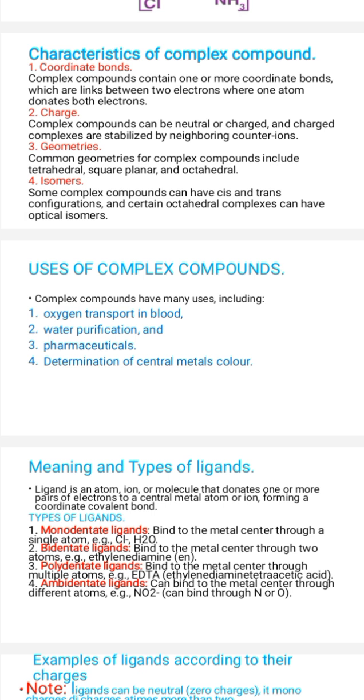Other characteristics: we have geometries. Complex compounds are geometrical in nature. We can have cis and trans in naming of complex compounds. We also have tetrahedral, square planar, and octahedral. So they have geometries. Then we have isomers. Under isomers, we have the cis and trans. So all these are the characteristics of complex compounds.